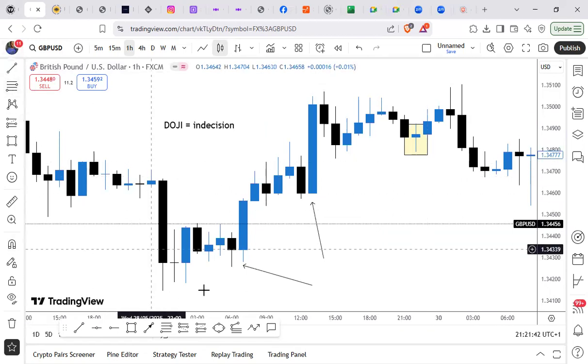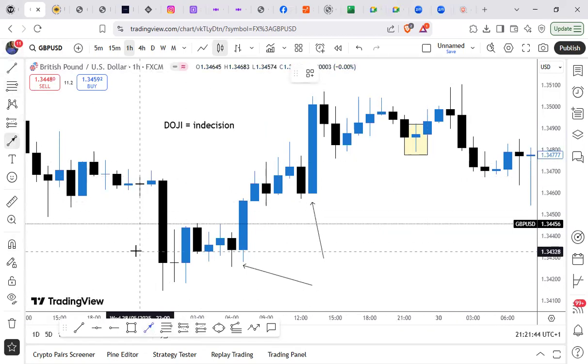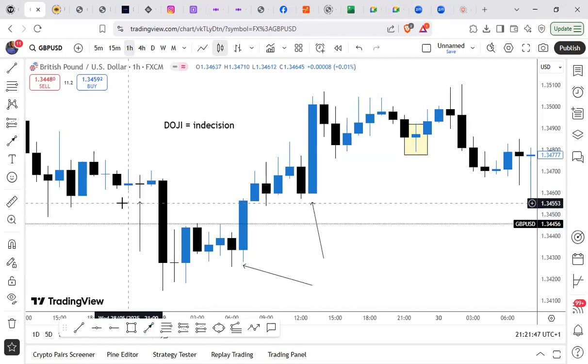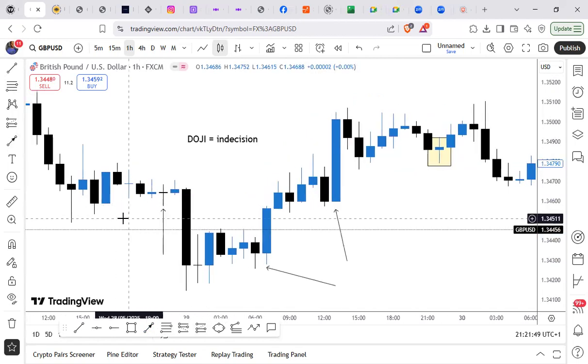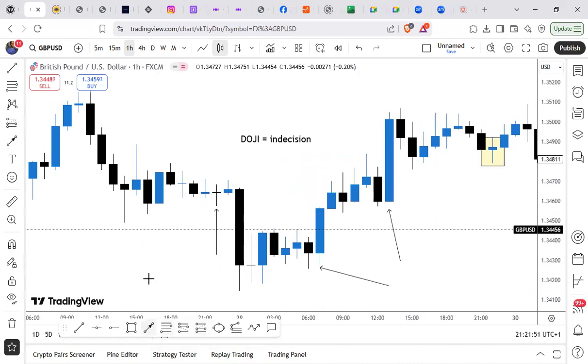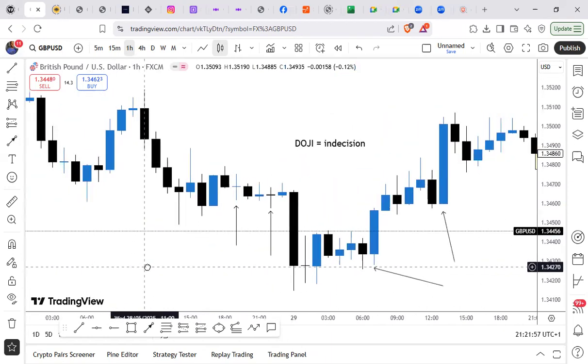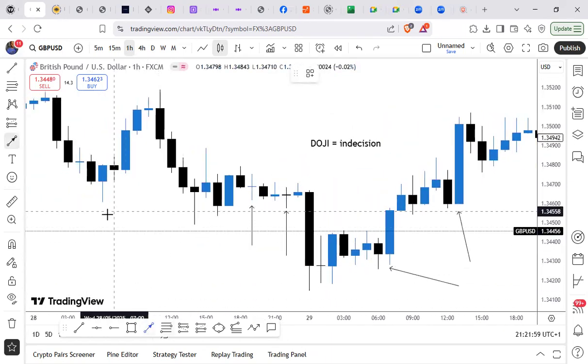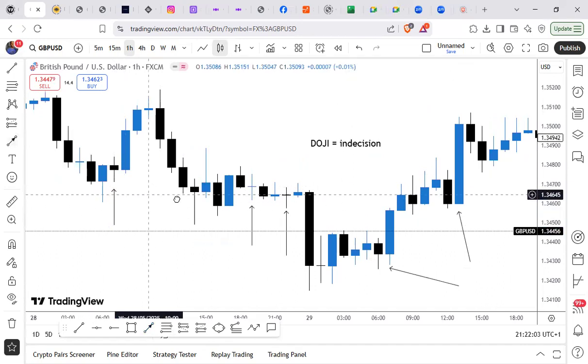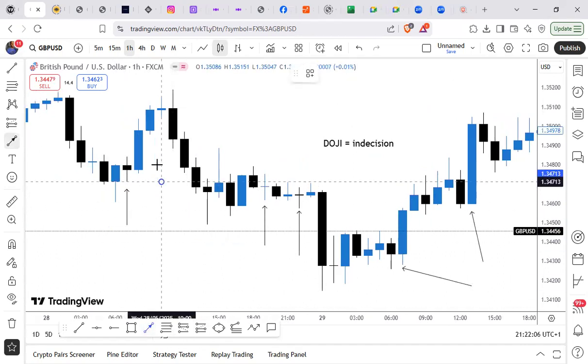See it here also, this cross. As you can see it here. You can see it here too. You can see it here.